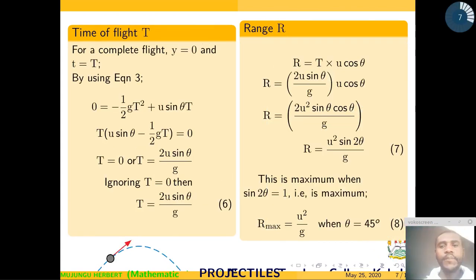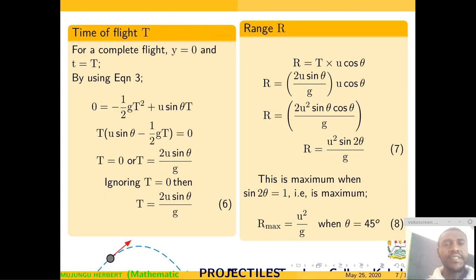Now, there are other equations, like time of flight. How much time does a particle take while it is in motion? That's what we call time of flight. So we use the equation for vertical displacement, which was y equals negative a half g t squared plus u sine theta t.